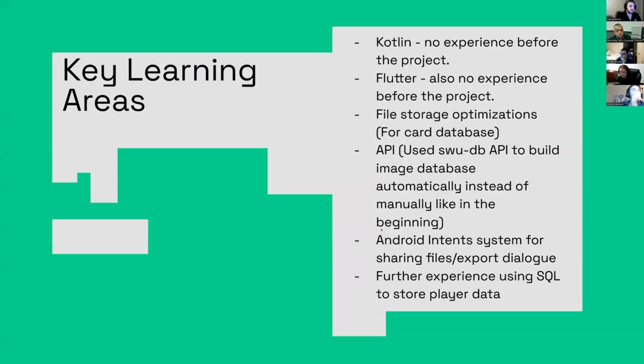And so the key learning areas for the project: both Kotlin and Flutter, I had never touched before this. I'd never written a mobile application before this. So I had to learn from the ground up on Kotlin and Flutter. So that was a good experience. File storage optimizations I had to learn. I started with the image database being in PNG, but that made a really big downloadable file for the actual app on the App Store. So I had to compress them into high efficiency image files, so that it wouldn't take so long to download. And then I added some API experience. I used an API for a website that stores the card information to make the database of images.